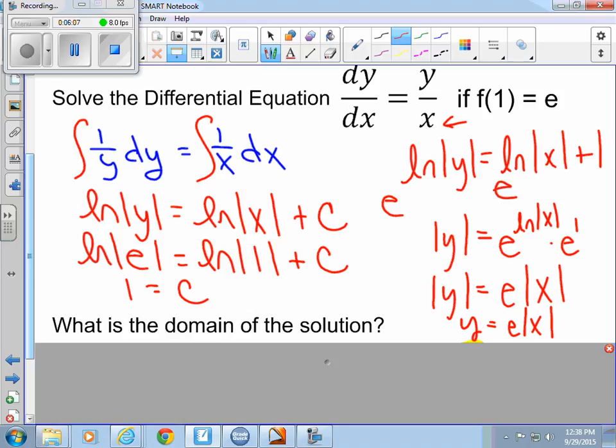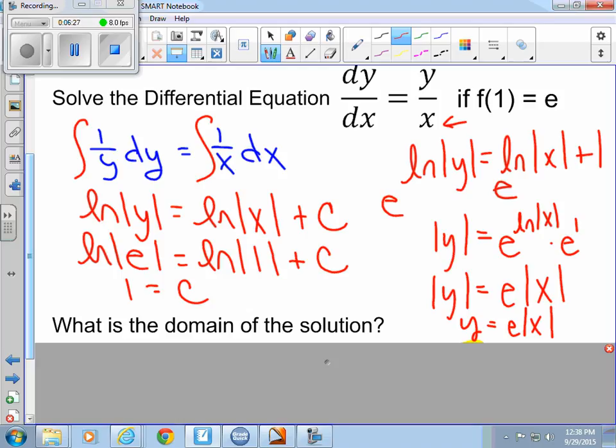So the domain is negative infinity to 0, union 0 to infinity. Agreed? Write that down. That is the entire domain.